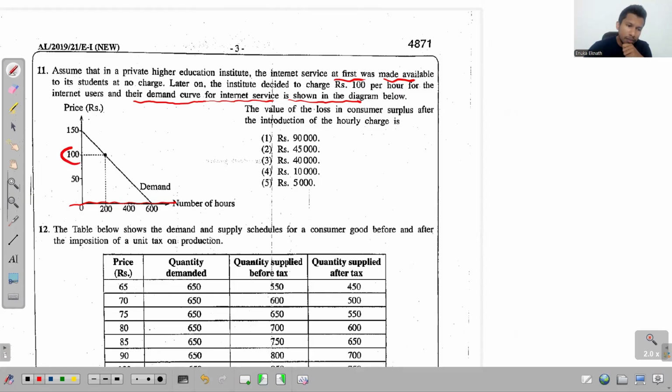See, when the price is increased from 0 to 100, what has happened to the usage? What has happened to the quantity demanded? That has reduced, right? The question asks for the value of the loss in consumer surplus after the introduction of the hourly charge. Very simple, right? The loss in consumer surplus.